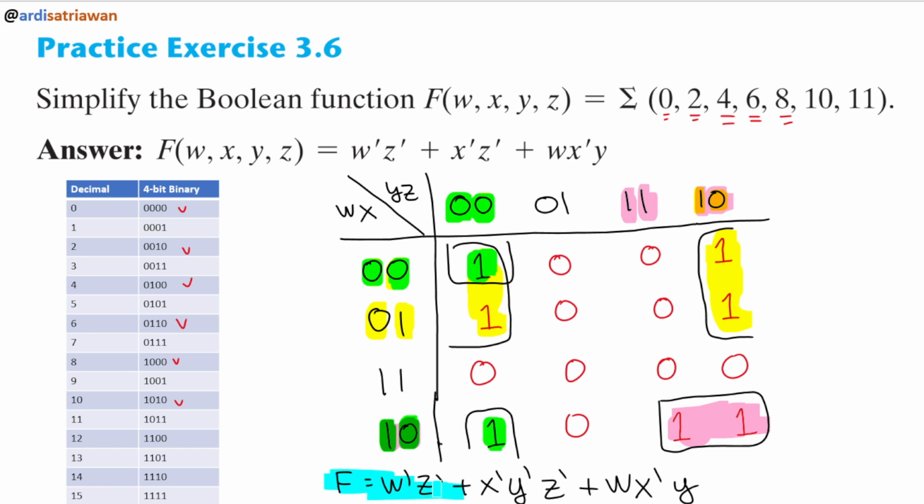So F is equal to this. And I think there is one typo in the answer given by the book. This should be X prime, Y prime, and Z prime. Okay, I think that is all for this problem. Hopefully this will help you learn about digital systems. See you in the next video. Bye bye.